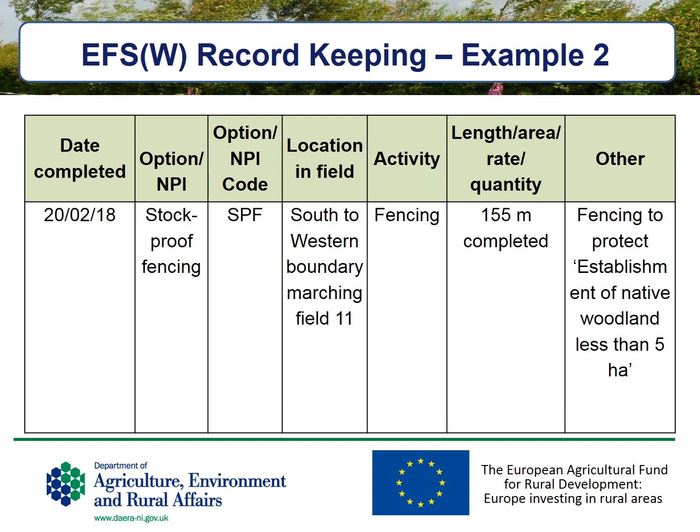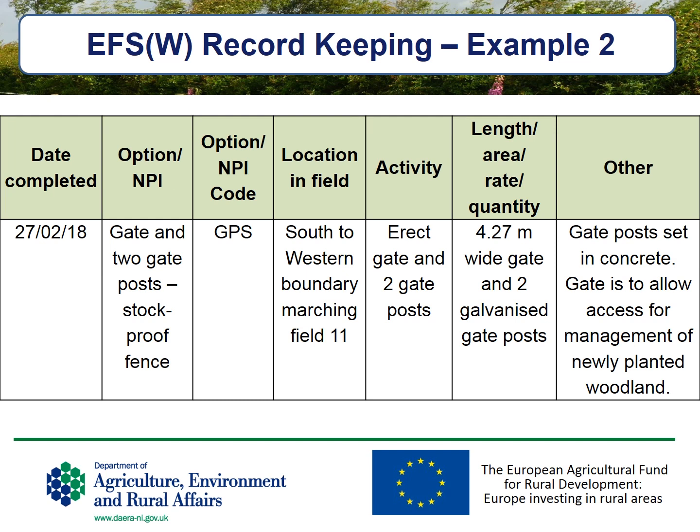In this example, the agreement includes an additional capital item associated with the establishment of native woodland less than 5 hectares option. That is, 155 metres of stock-proof fencing is erected to protect the newly planted option. The details of this capital item must be recorded as shown above. Also in this example, the agreement has a second additional capital item associated with the option. That is, a gate and 2 gate posts, and this is erected in the stock-proof fence to allow access to maintain the option.